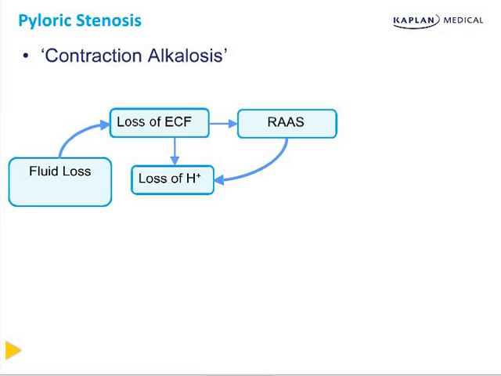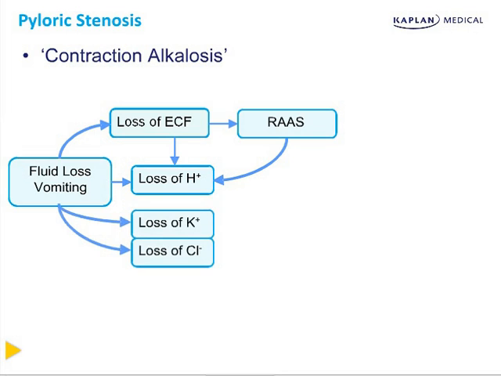Now, if we add to this scenario something like pyloric stenosis, which means there's vomiting taking place, this is further going to exacerbate all the losses that we know. In vomiting, gastric acid tends to be very acidic, which means it has a lot of hydrogen ions. So vomiting leads to a further loss of hydrogen ions. Now we're getting more alkalotic. And it also contains a lot of potassium and chloride. So vomiting directly leads to the loss of potassium and chloride from the fluids that you vomit up.